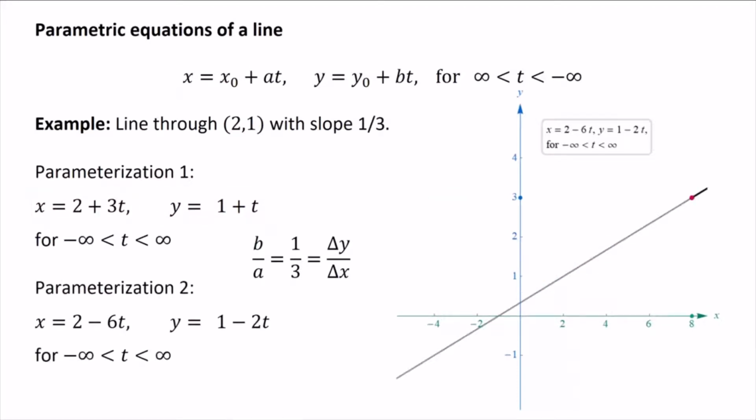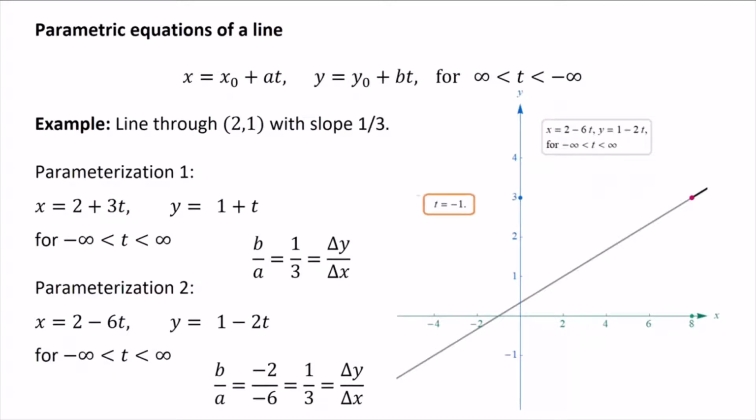Another possible parameterization for our line would be x equal to 2 minus 6t and y equal to 1 minus 2t, for t between minus infinity and infinity. Using a and b from our parameterization, b over a now equals -2 over -6, which also equals 1/3, which should be our slope, or delta y over delta x.